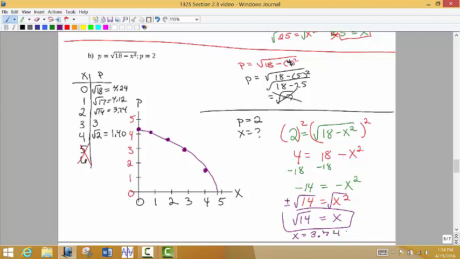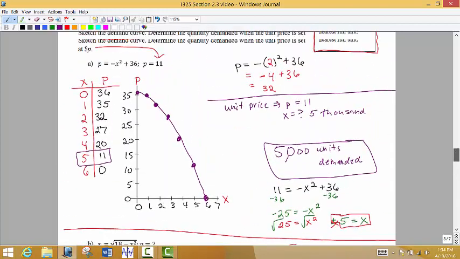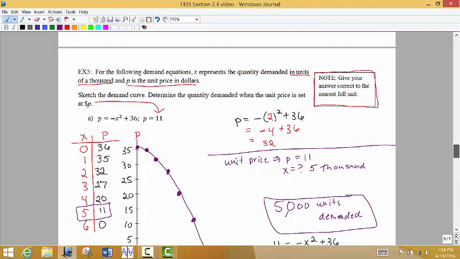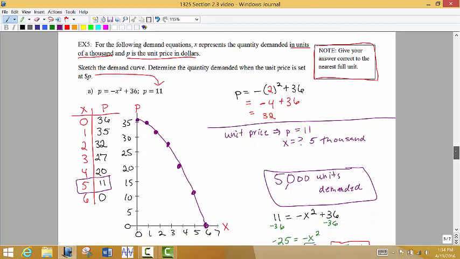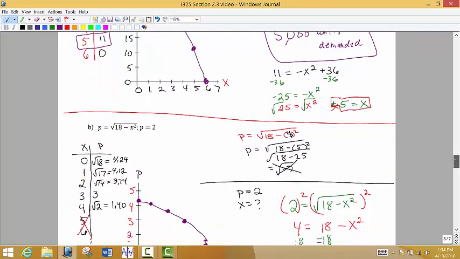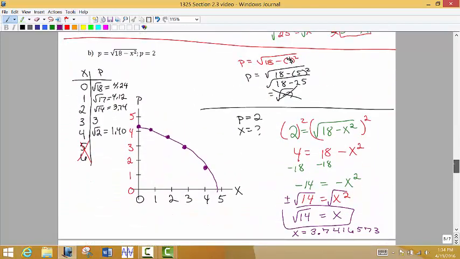So I'm going to be careful about how I round here. In my calculator, the square root of 14 gives me 3.7416573. We made note earlier that we're asked to round x to the nearest full unit. So we're going to be careful about something: not to the nearest thousands of units, but to the nearest unit.